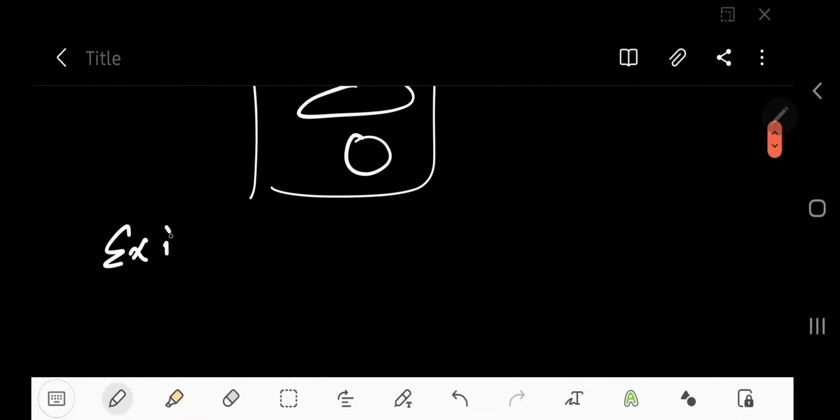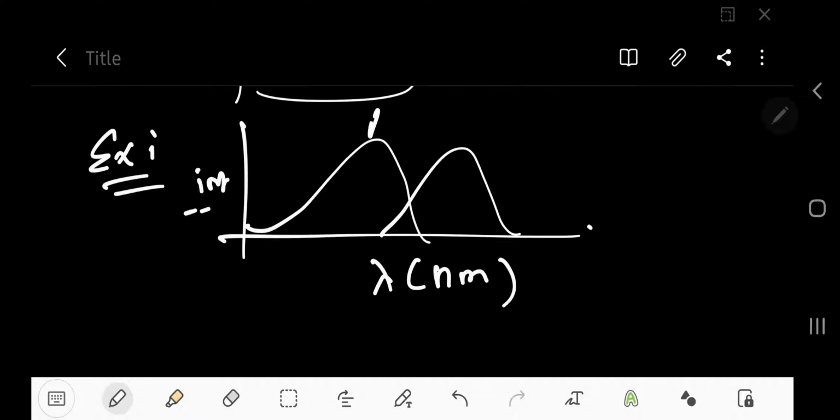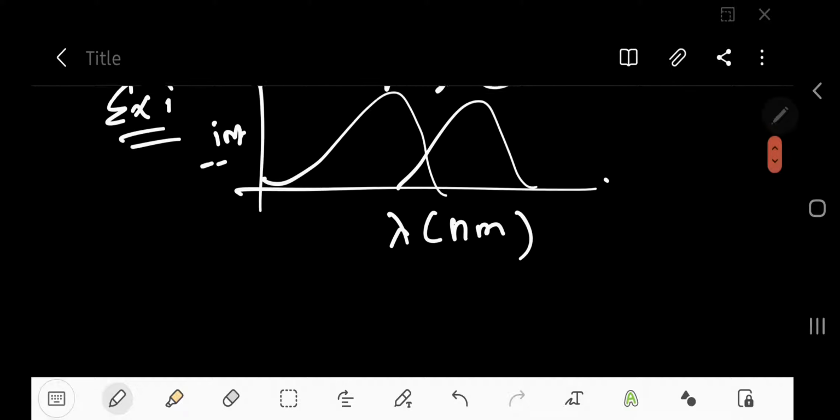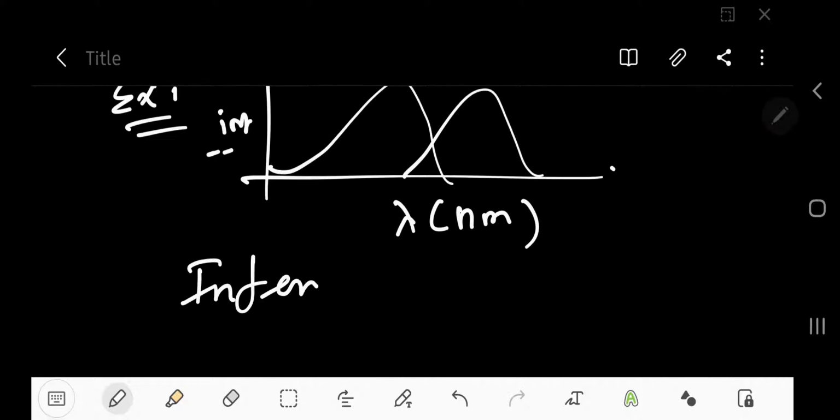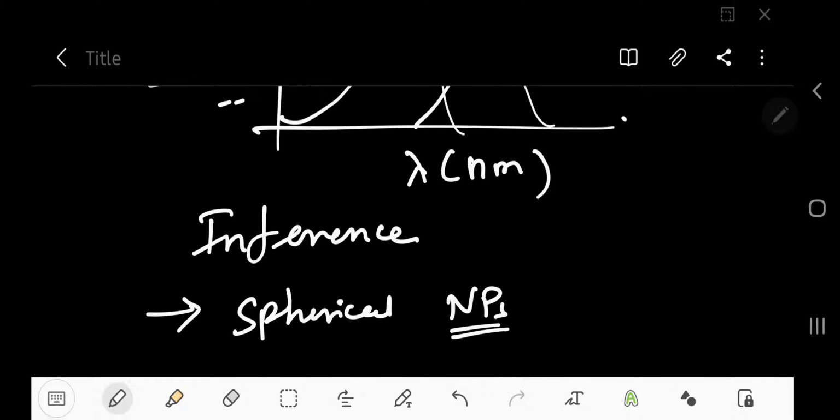And then the excitation absorption spectrum, lambda in nanometer versus intensity in counts, shows two peaks, A and B, but the intensity of A is greater than B. Right? And I asked you the inference, and also the main problem. I want only the spherical nanoparticles to be separated from the mixture. The mixture contains both spherical as well as rod-like. This is what the question was.